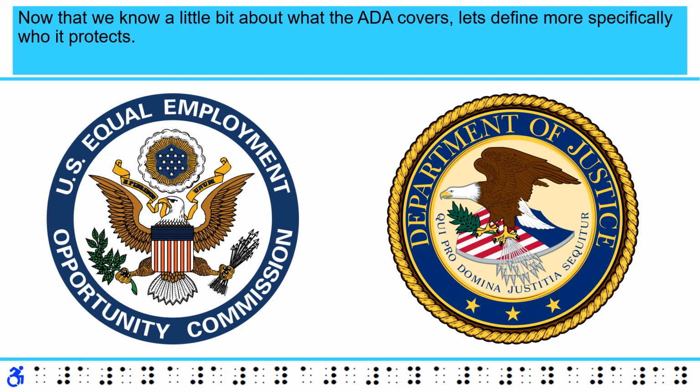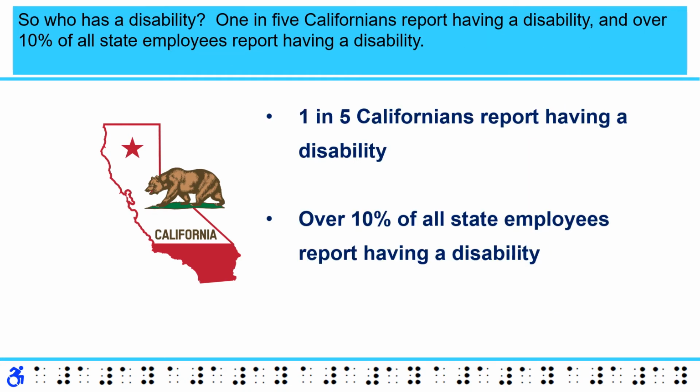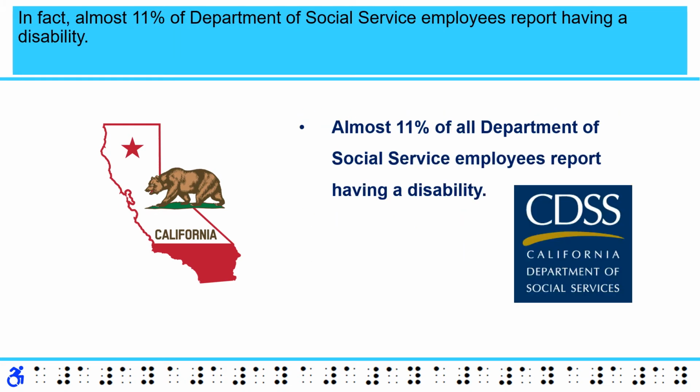Now that we know a little bit about what the ADA covers, let's define more specifically who it protects. The ADA protects persons who are qualified to do a job, as well as those eligible to participate in a given program or activity, with or without modification, from discrimination on the basis of their disability. So who has a disability? 1 in 5 Californians report having a disability, and over 10% of all state employees report having a disability. In fact, almost 11% of Department of Social Services employees report having a disability.